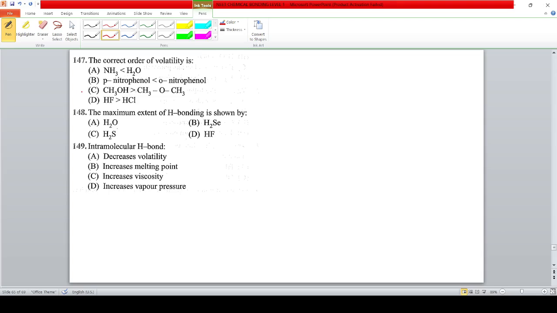On looking itself, I can easily say the correct order of volatility is option B. Here there is more intermolecular hydrogen bonding, and here there is more intramolecular hydrogen bonding. I'll draw the diagram and I'll explain it to you.